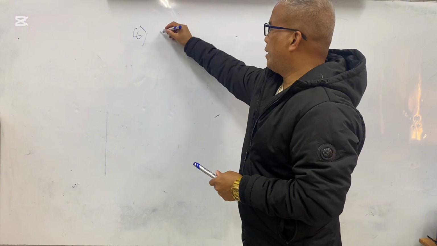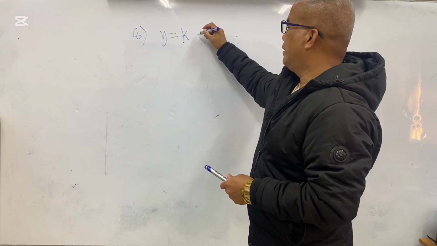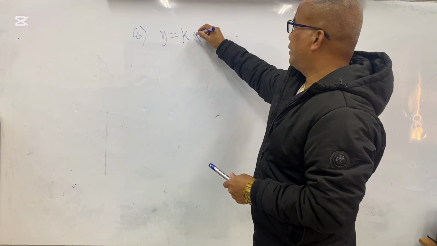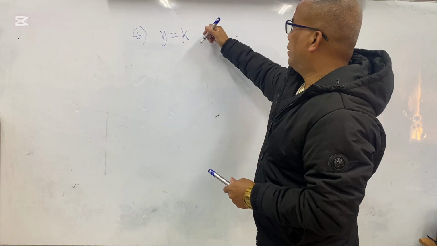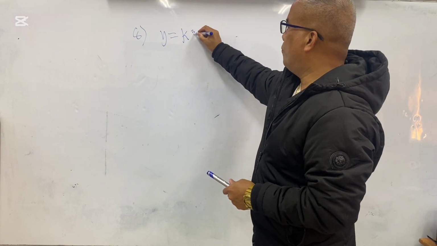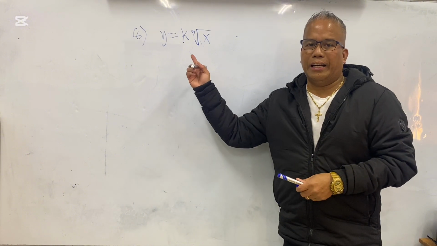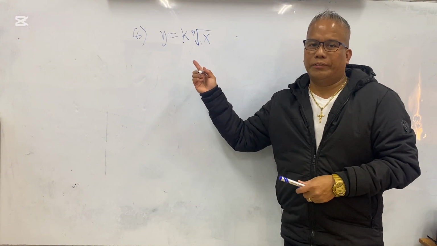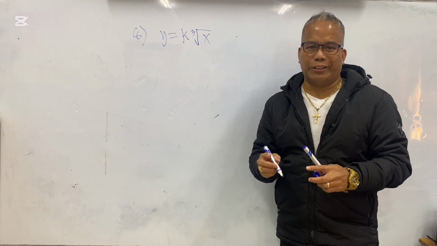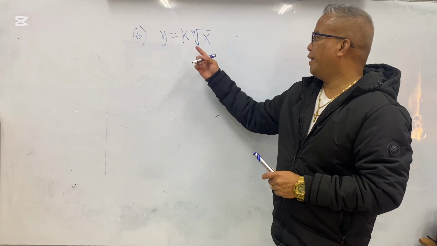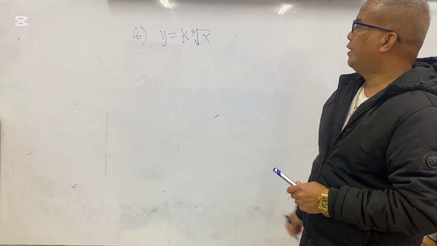The equation now, y equals k times the cube root of x. So this is the given equation. Do not write x to the power of 3. It should be cube root of x.